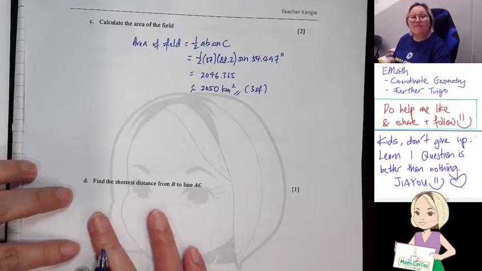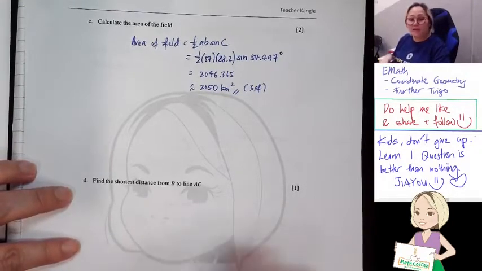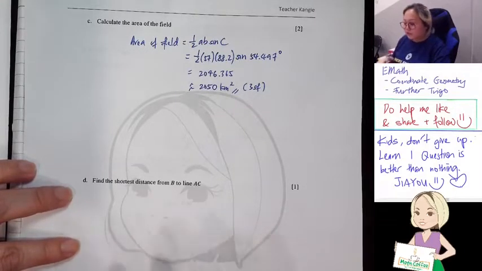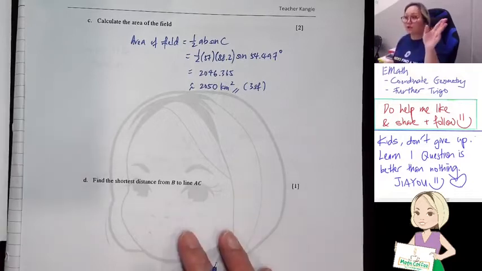See the next question. Find the shortest distance from B to line AC. So in this question, I'm going to use half times base times height. Just now previously, I used the cosine rule to go and find, right? But this time around, I'm going to use the triangle one to show you.